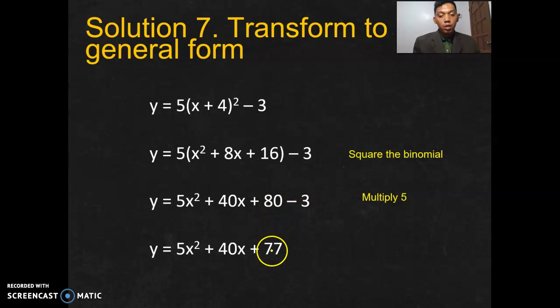So 80 minus 3, that's 77. Therefore, our general form of y equal to 5 quantity x plus 4 squared minus 3 is 5x squared plus 40x plus 77. Okay, last example.